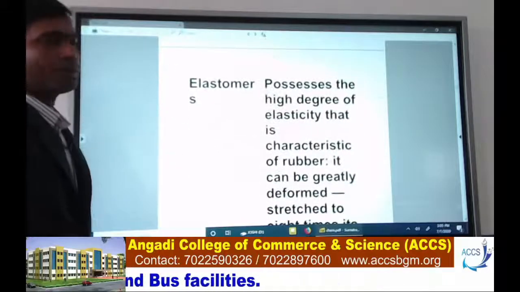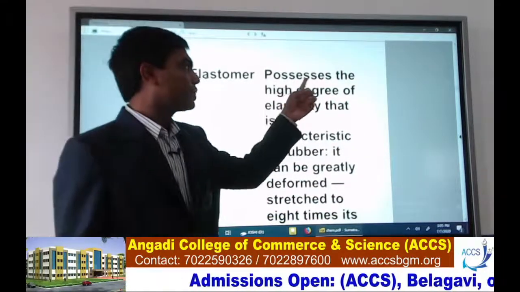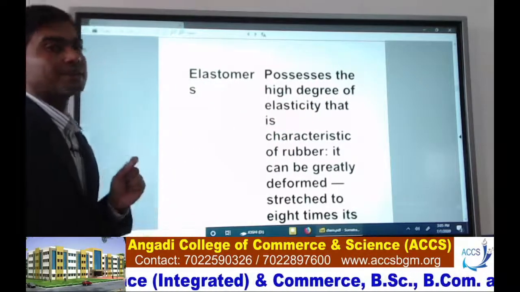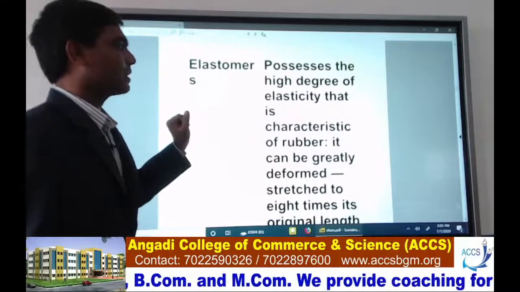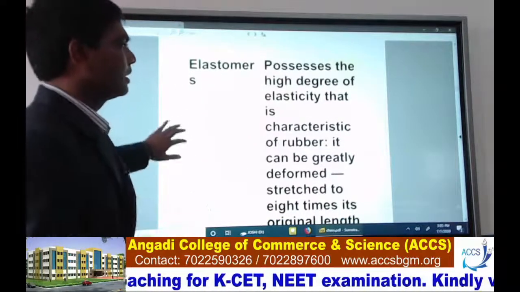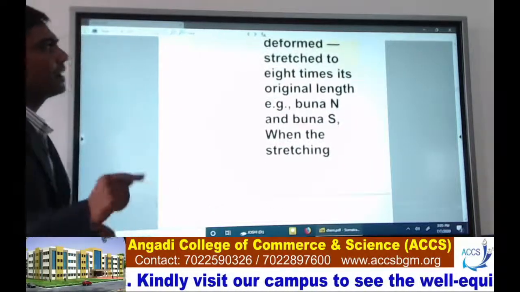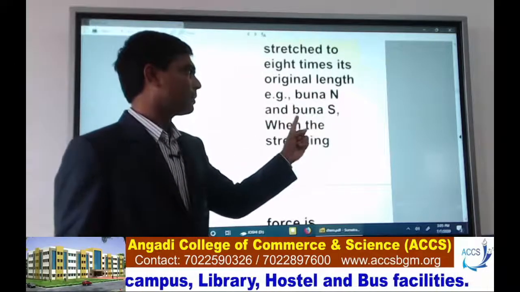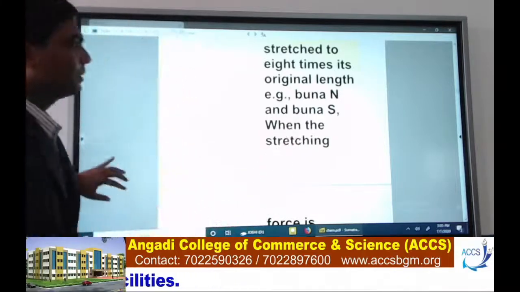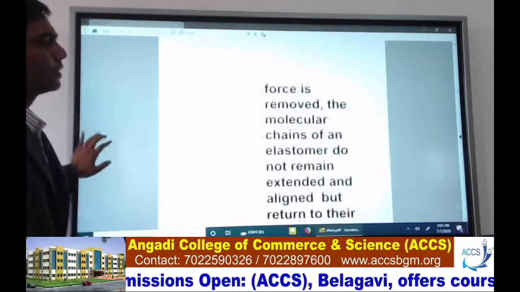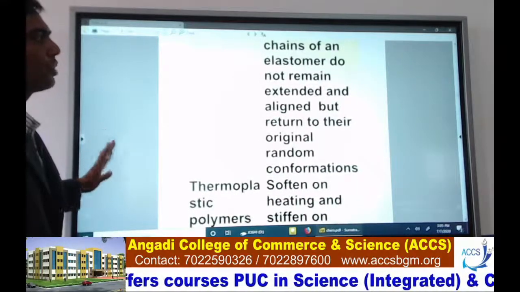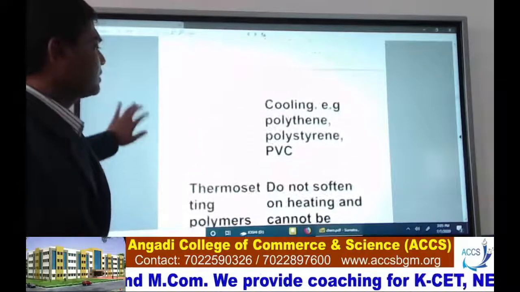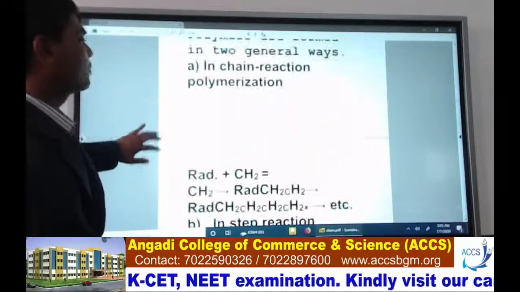Next we go for elastomers. Elastomers means which possess a high degree of elasticity. In physics also you will learn about the word elasticity. The same elasticity will be in the elastomers due to the molecules' movement. Okay, it is a characteristic of rubber. It can be greatly deformed, stretched to 8 times its original length. Buna-N, Buna-S, and when the stretching force is removed, the molecular chains of an elastomer do not remain extended. This part we come across in vulcanization. Leave it. Next one is thermosetting, and here we are going for chain reaction.